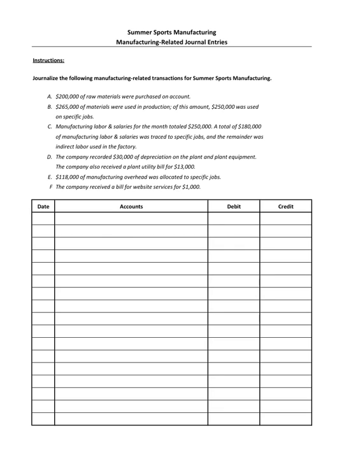In this question, we are going to journalize 6 different transactions relating to manufacturing. Let's go ahead and start with the first transaction, A. $200,000 of raw materials were purchased on account. We will increase raw materials for $200,000, which we do with a debit, and we will increase accounts payable for $200,000, which we do with a credit.